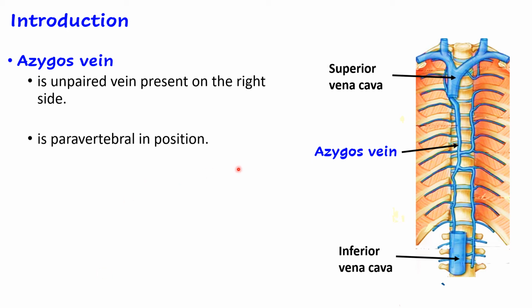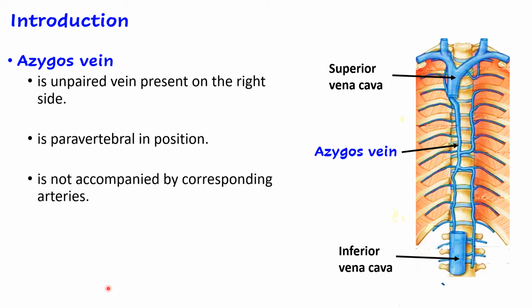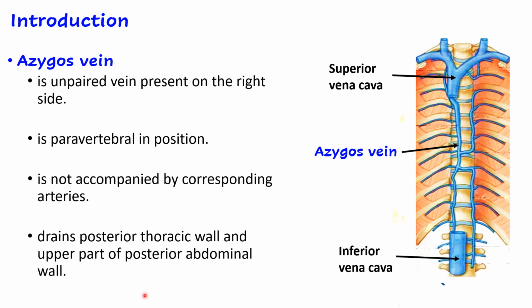It is paravertebral in position. You can see on the sides of the vertebra, it lies there. Then it is not accompanied by corresponding arteries. Usually the deep veins, they accompany arteries, but here we don't have any artery accompanying it. And it drains the posterior thoracic wall and also the posterior abdominal wall, its upper part. That also is drained by the azygous vein.